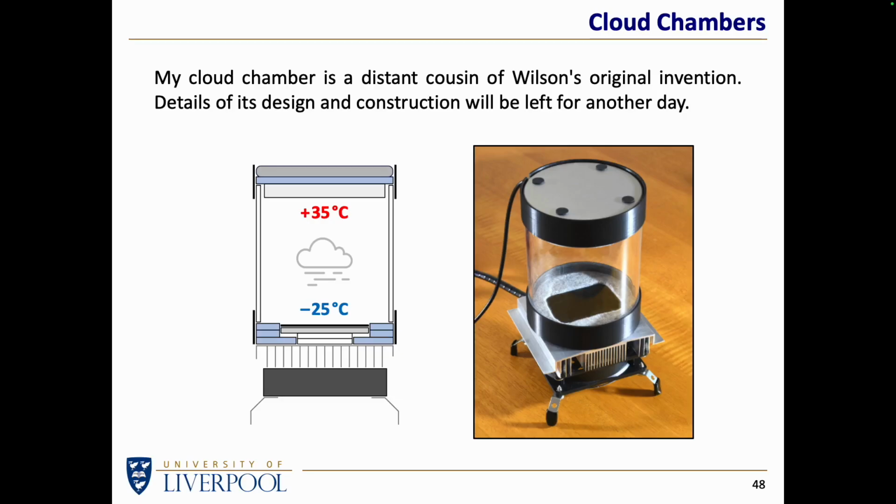Because vapor is generated at the top, and because it's cold at the bottom, clouds start to form just above the cold plate. Just like an aircraft flying through moisture-laden air will cause a contrail to form if it's flying at the right height, particle tracks moving through the cloud chamber will leave a trail of alcohol droplets behind them. So I'm not going to talk much about the design, but I have on the table over there a set of instructions as to how you can build a cloud chamber for yourself. It'll cost about £35, depending on what bits and pieces you already have lying around.